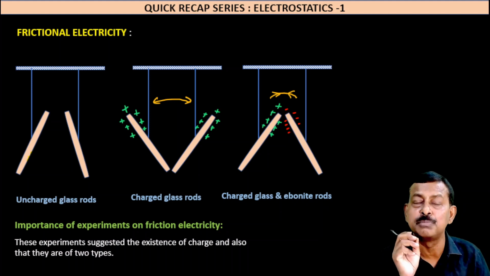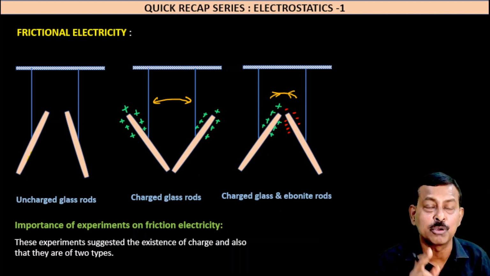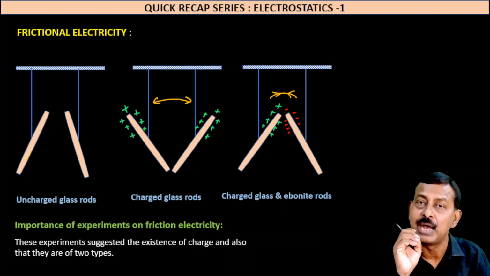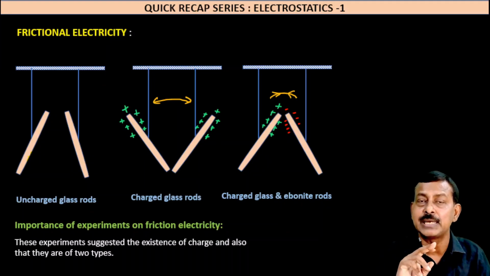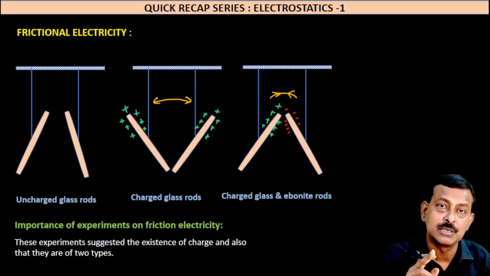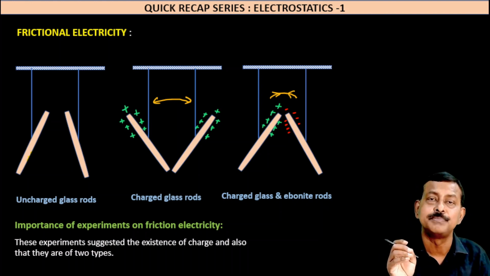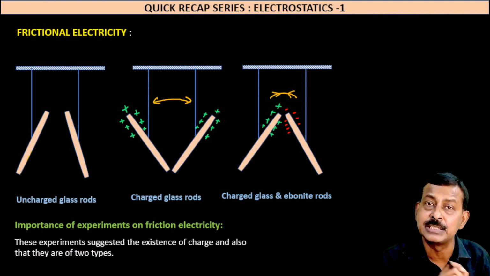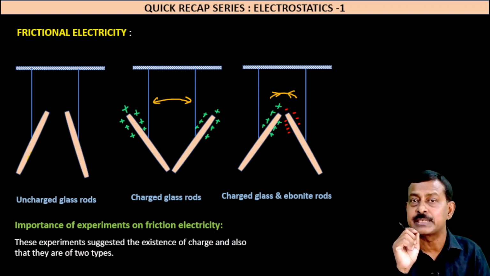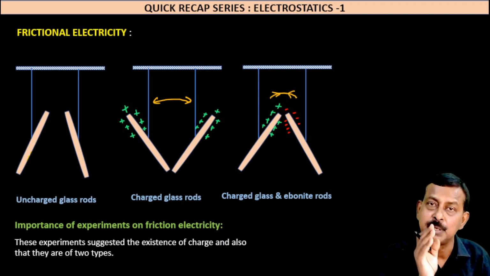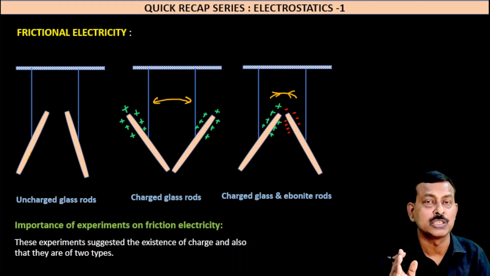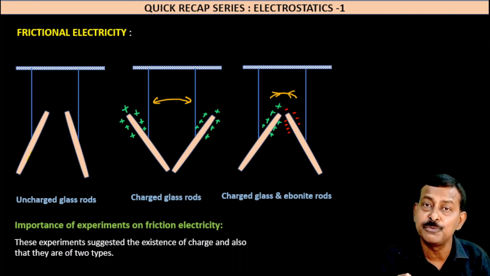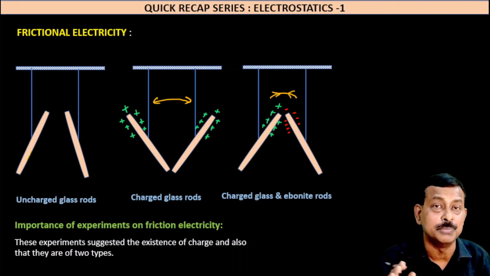Gravitational force cannot be the cause of this repulsion because the gravitational force is an attractive force. And here we notice that a glass rod and an ebonite rod, when they are rubbed, attract each other. So obviously it cannot be due to the mass there. That means gravitational force cannot be the cause for that.